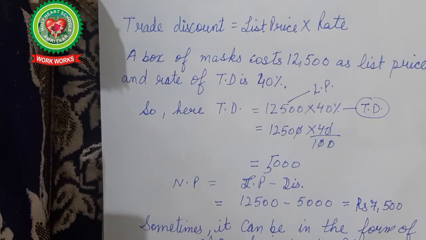So we have already discussed, sometimes it can be in the form of chain series or quantity price. Chain series we have discussed, the more you buy, the more discount you can get. And quantity price is, suppose you buy 500 boxes, so same. No, I've been asking for a single box. If I buy 10 boxes, 12 boxes, 15 boxes, the discount rate will increase.